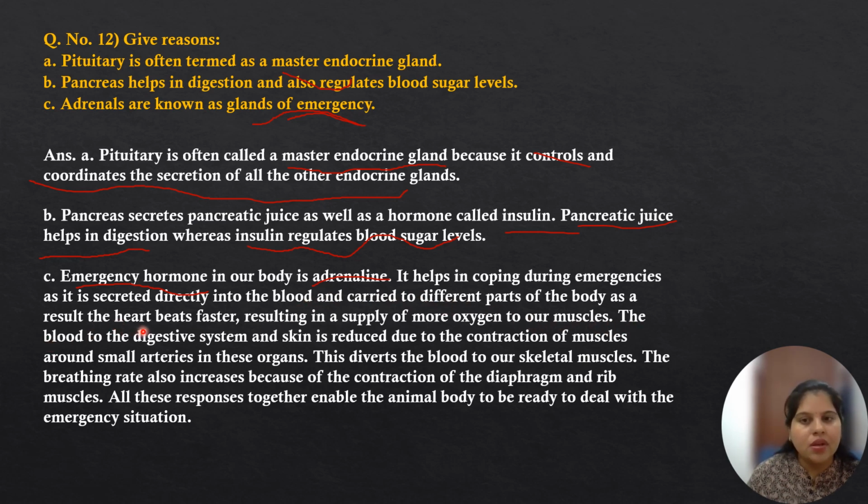Because of this, during an emergency situation our heartbeat becomes faster, as our body requires more oxygen for our muscles. The blood flow to the digestive system and skin is reduced in emergency situations due to contraction of muscles around the small arteries in these organs. That time the blood is diverted to our skeletal muscles. During this situation our breathing rate also increases. Why? Because of the contraction of the diaphragm and rib muscles. All these responses together enable the animal body to get ready to deal with the emergency situation.